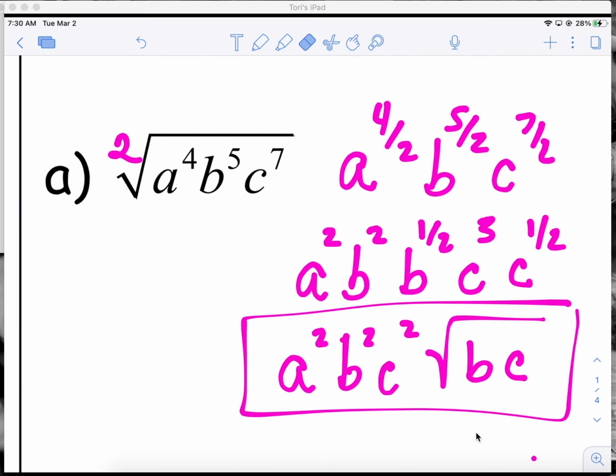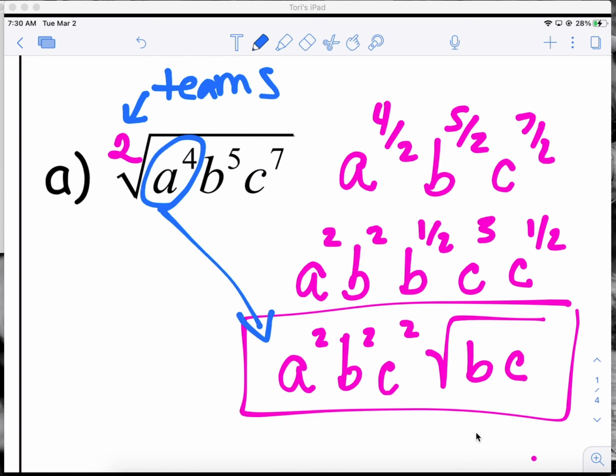Okay, for me, the easier way is to say, all right, I need teams of 2 in order to get outside. So if I say I have 4 A's, how many teams can I make? I can make 2 teams. There are no A's left inside. If I say how many teams can I make out of the B's, I can make 2 teams. 2 teams for B, and then there's 1 left over in here. 1 B did not make a team.